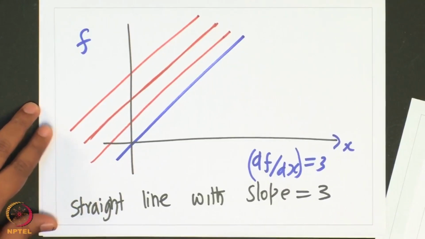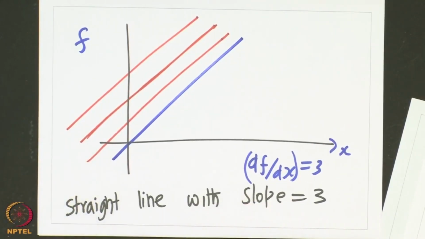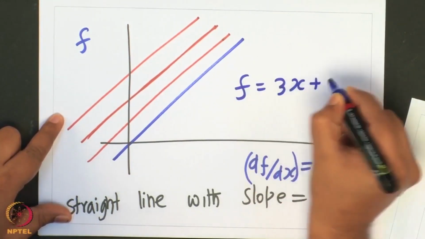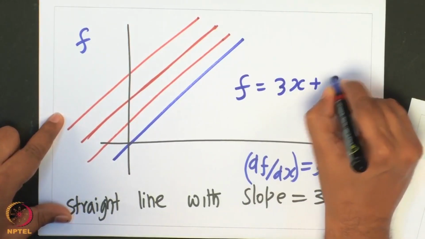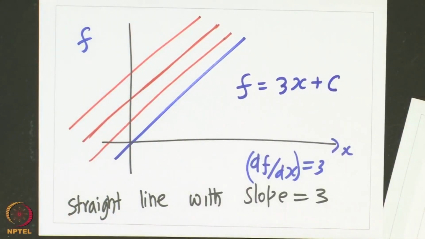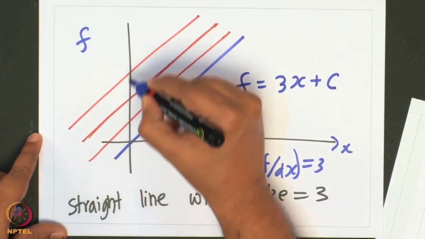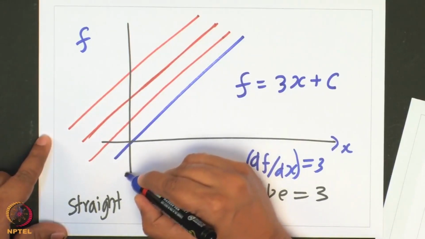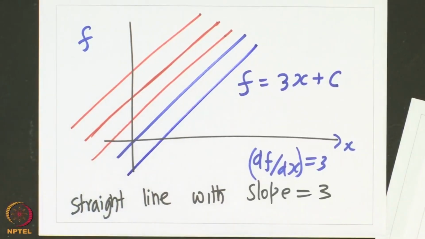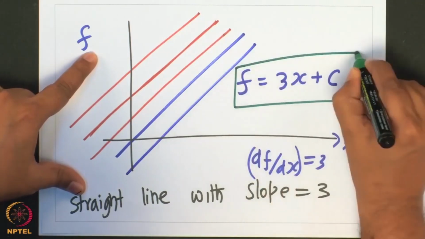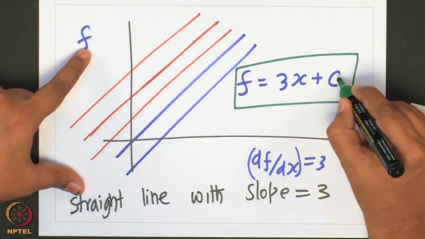All of this will have slope which is 3. In other words, I can draw many functions. F is equal to 3x plus some constant c. I could take here my c, the intercept was 0, here the c was 1, here the c was 2, here c is 3. I could draw with c being minus 1 and so on and so forth. So I could draw this function f is equal to 3x plus 3. I can draw many infinite curves essentially by changing the value of c.